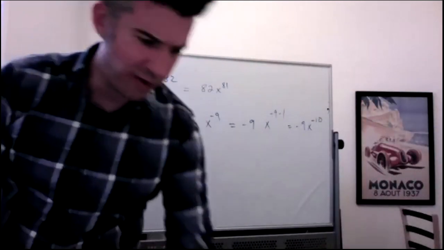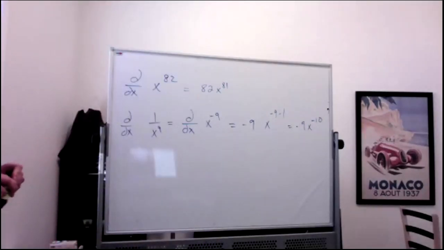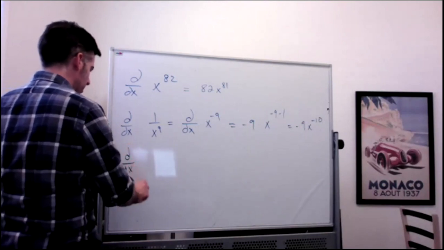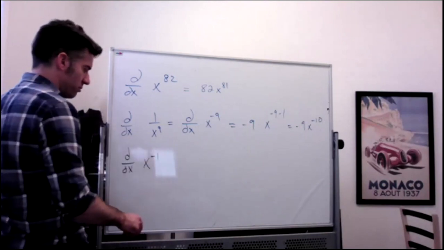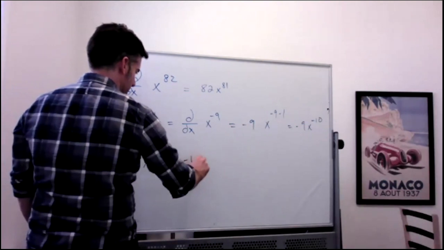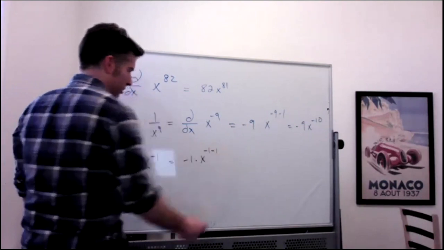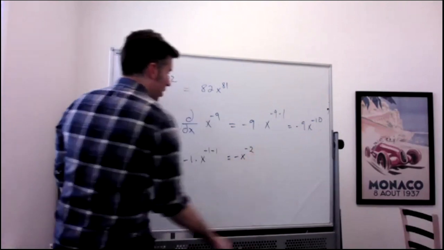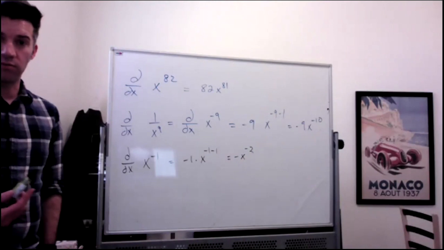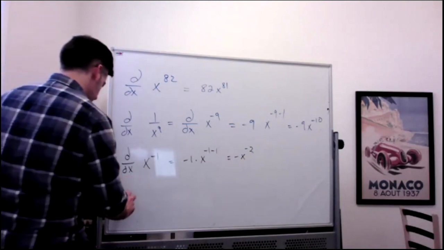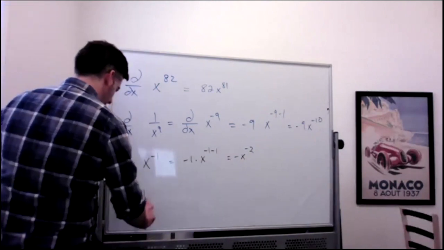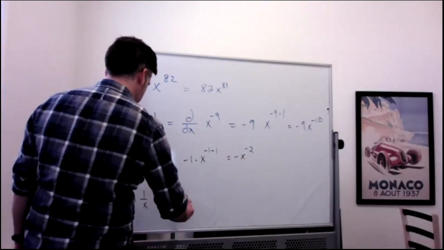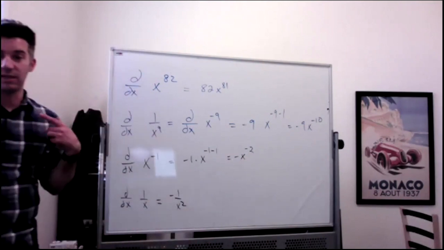So how do we know it works for negative numbers? Well, let's do an example. We know, or at least we think we know, that the derivative of x to the negative 1 should be negative 1 times x to the minus 1 minus 1, which is negative x to the negative second. Or written in maybe a more digestible way, the derivative of 1 over x, which is the same as x to the negative first, is equal to negative 1 over x squared, which is the same as negative x to the negative second.